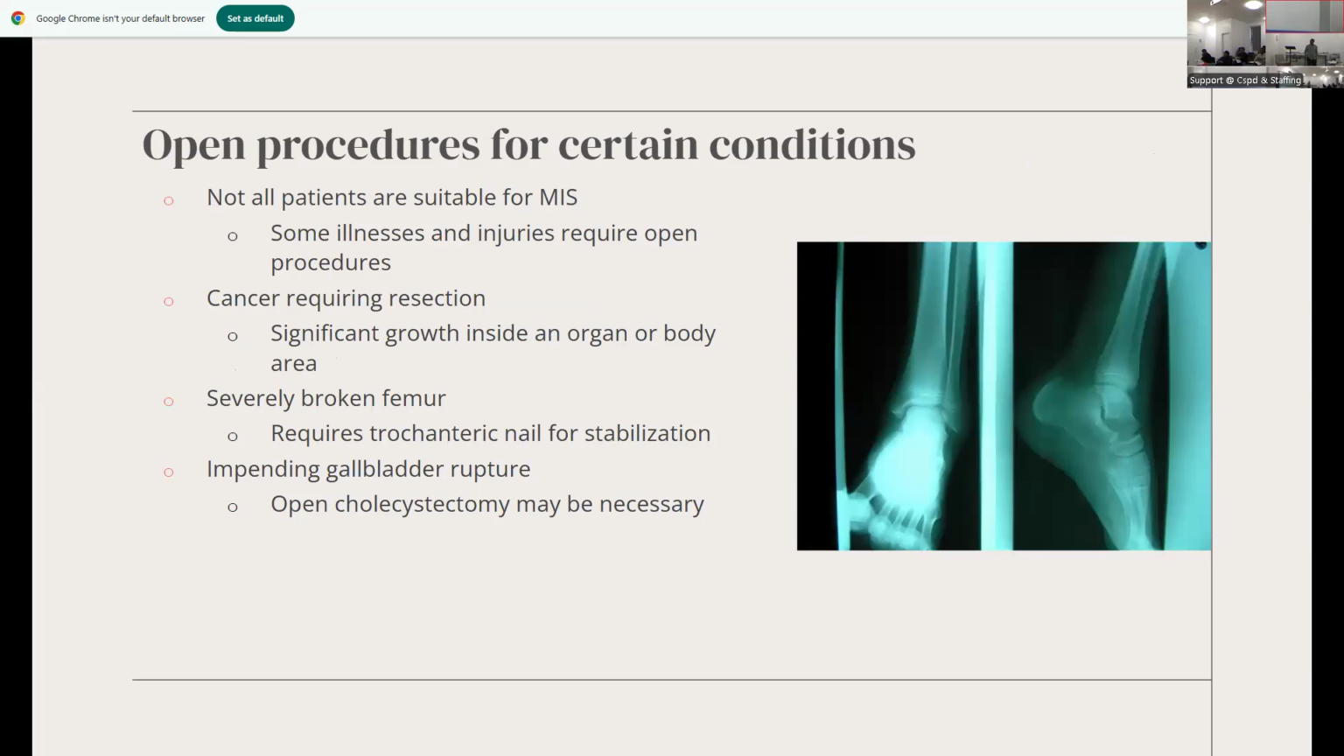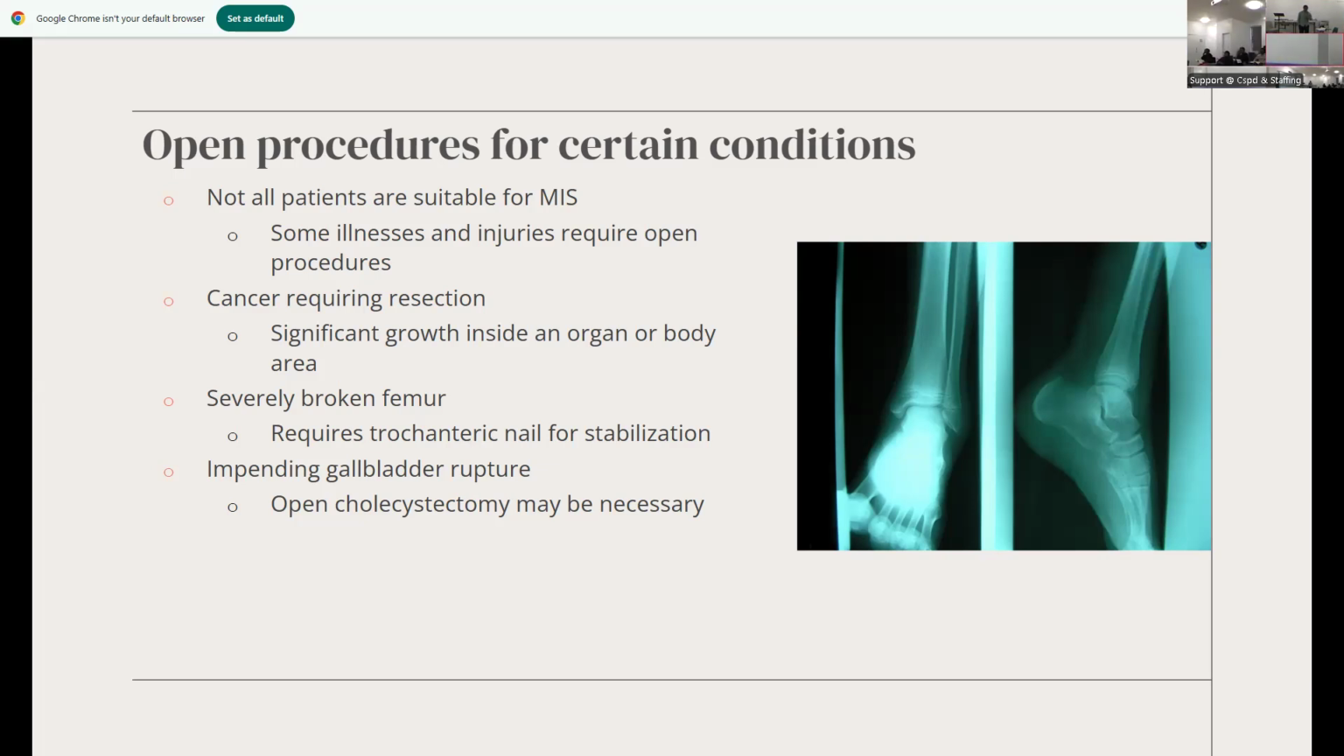Open procedures for certain conditions. So you see, these pictures tell you about orthopedics. You can see the bones, somebody's foot. Not all patients are suitable for MIS, minimally invasive surgery. So some illnesses and injuries require open procedures. That's what it means. Cancer requiring what? Resection. So significant growth inside an organ or body area. Okay, they have to open.